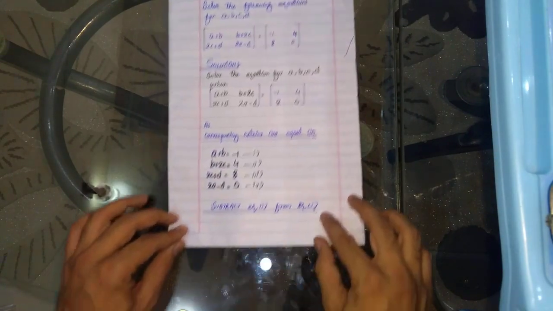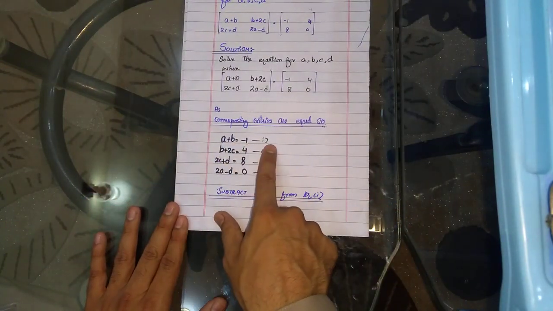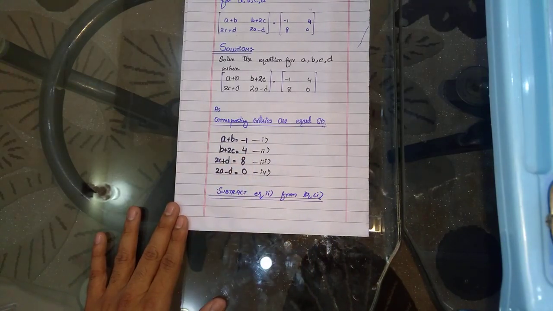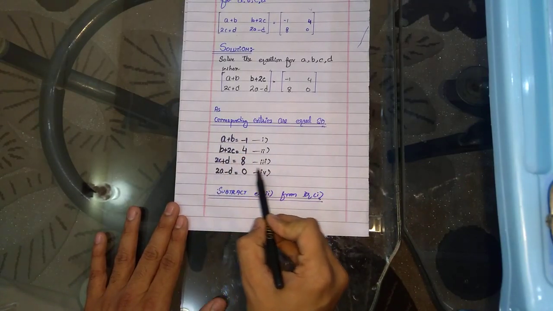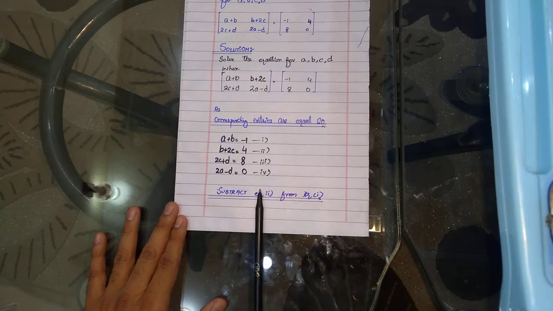So here we have four equations. A plus B is equal to -1, equation 1. B plus 2C is equal to 4, equation 2. 2C plus D is equal to 8, equation 3. 2A minus D is equal to 0, equation 4.